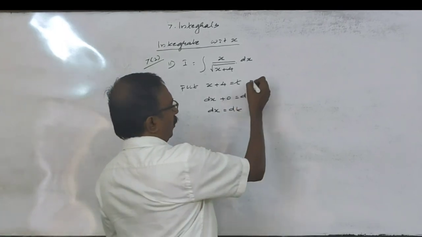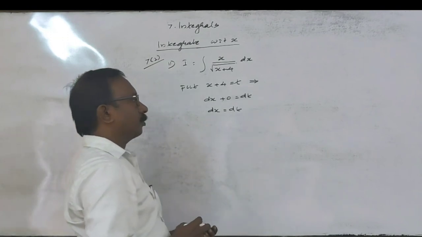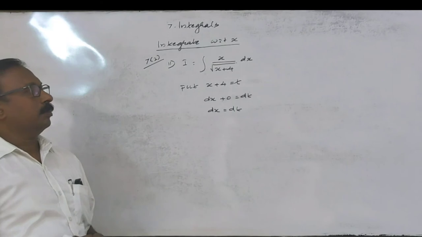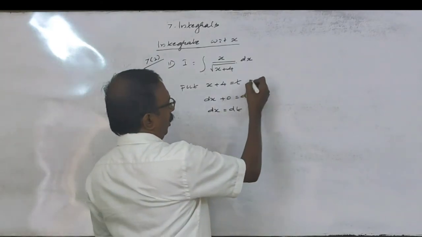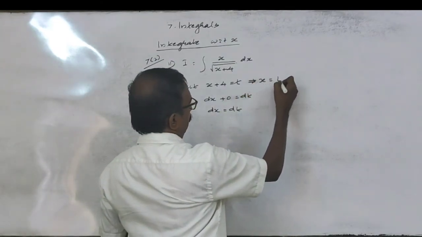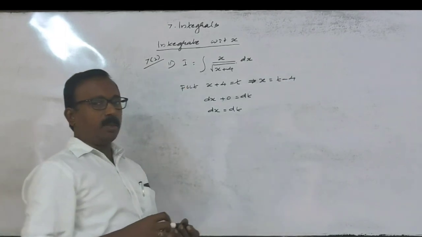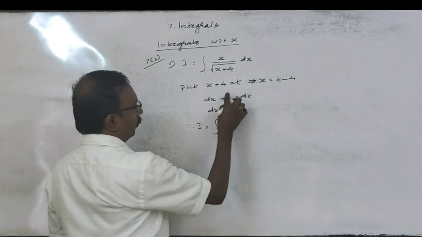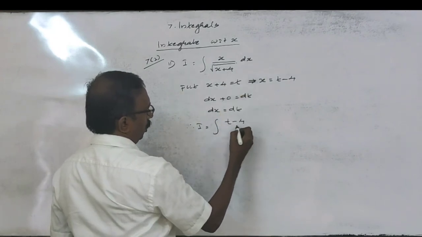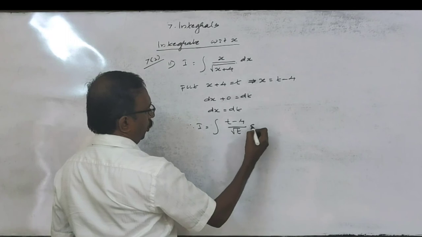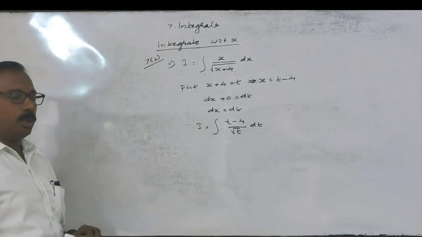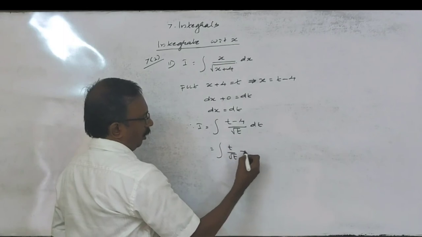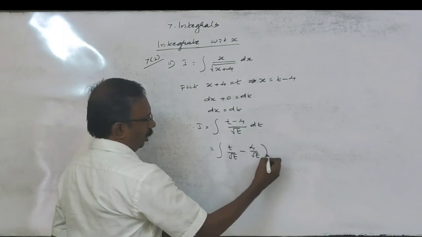And from here, x can be recognized as t minus 4. Therefore, I is equal to the integral of (t minus 4) divided by root of t into dt. So, the integral of t by root t minus 4 by root t into dt.